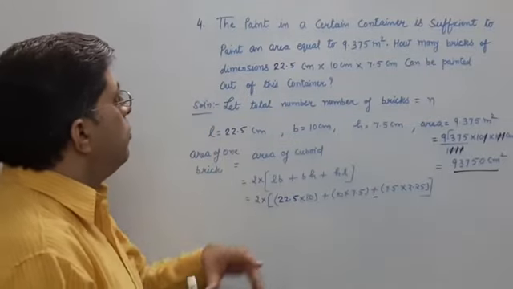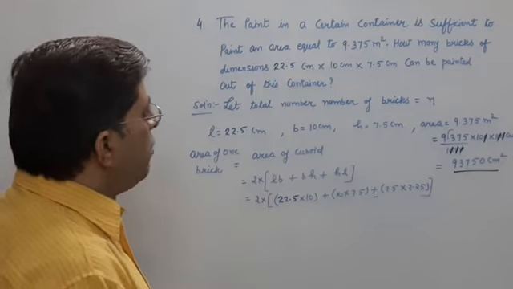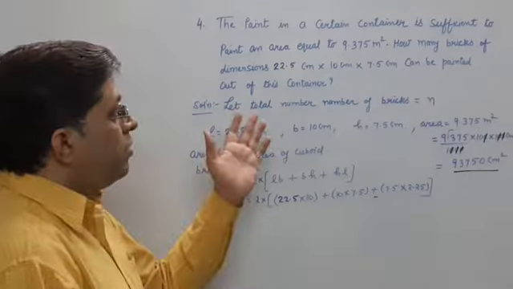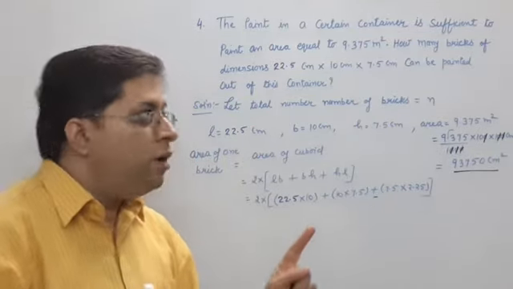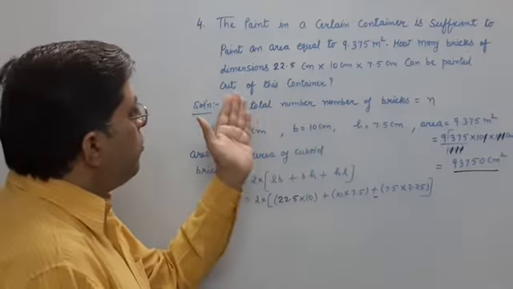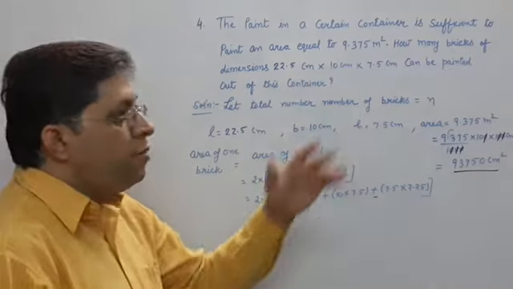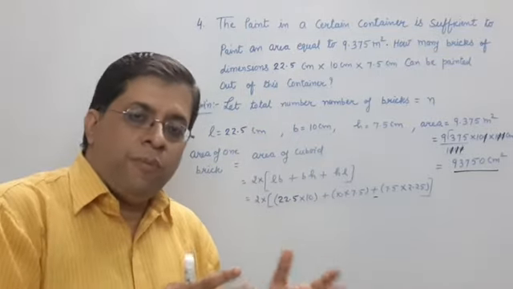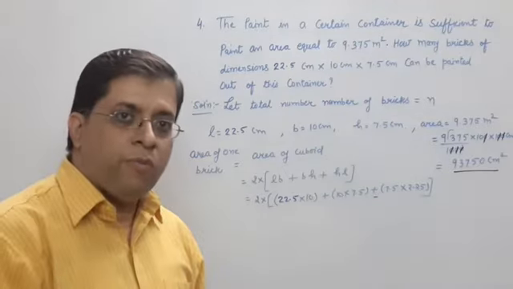Question number 4. The paint in a certain container is sufficient to paint an area which is equal to 9.375 meter square. What is the meaning? You have one container that can paint 9.375 meter square. How many bricks of dimensions L, B and H given to you can be painted? You have one brick, dimensions are given. How many bricks of this type can you paint? This you have to find out. You have to find number of bricks.